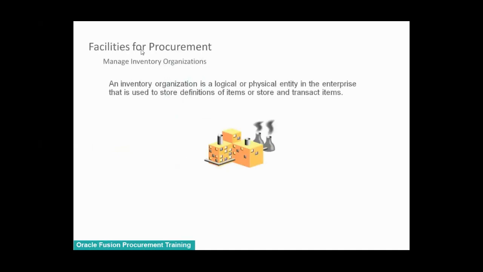And inventory organizations. What is meant by inventory organization? An inventory organization can be logical or physical. So this definition is talking about master organization as well as the child organization. An inventory organization can be represented as a logical entity or a physical entity. So use it to store the items and then transact the items. Okay.